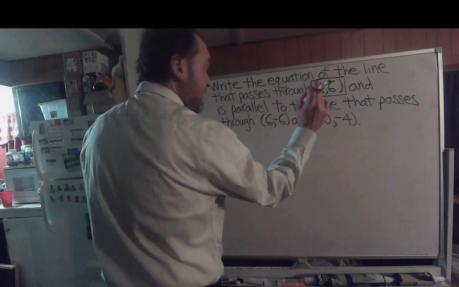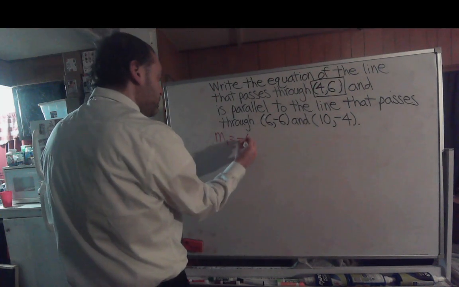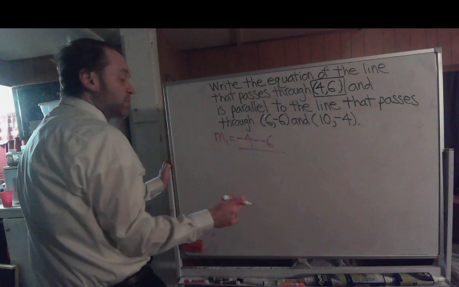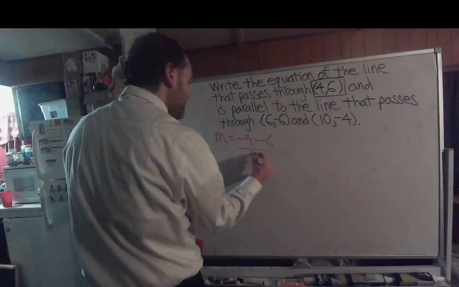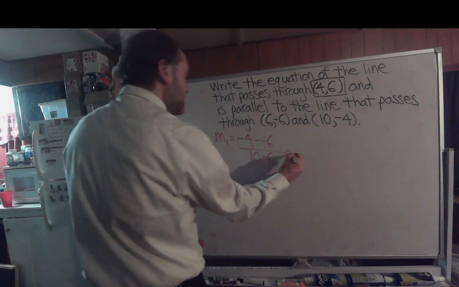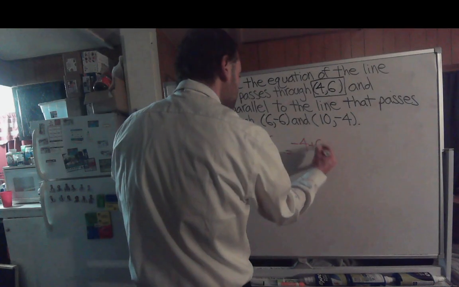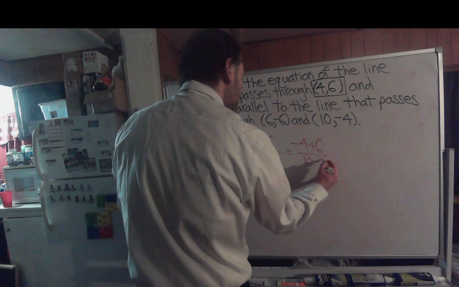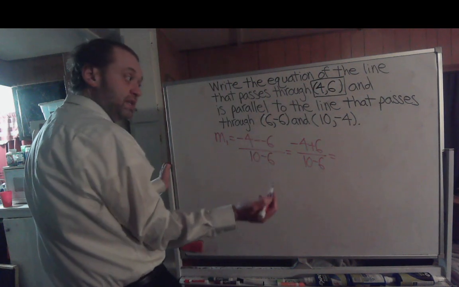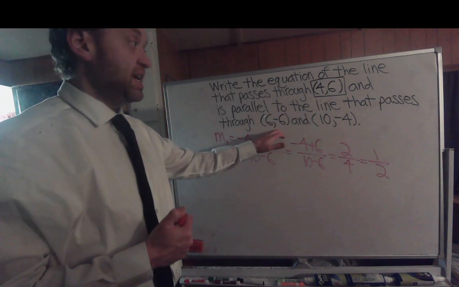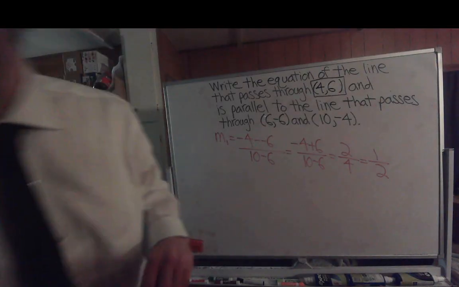Take your y2 coordinate of -4 minus your y1 coordinate of -6. Divide that by your x2 coordinate of 10 minus your x1 coordinate of 6. That's going to give you -4 minus -6, which turns into -4 plus 6, all over 10 minus 6. -4 plus 6 is 2, over 10 minus 6, which is 4, which reduces to 1/2. So the slope of the line that passes through (6, -6) and (10, -4) is positive 1/2.